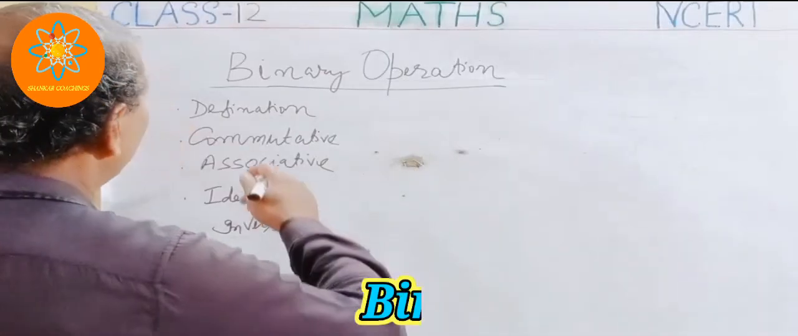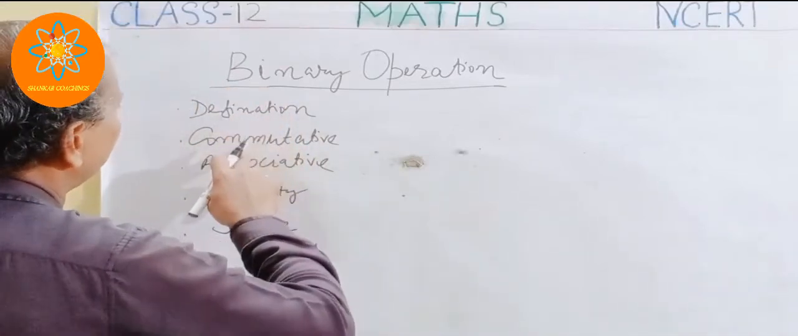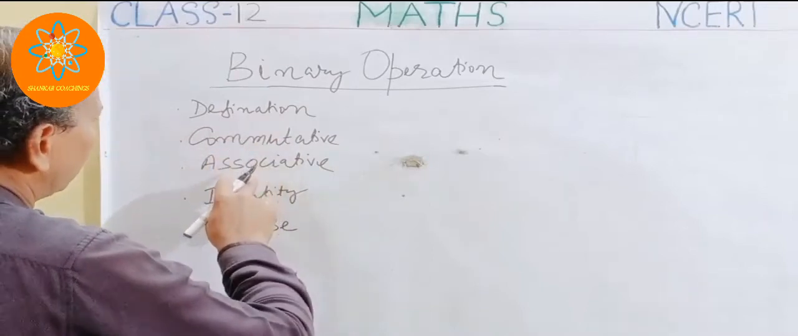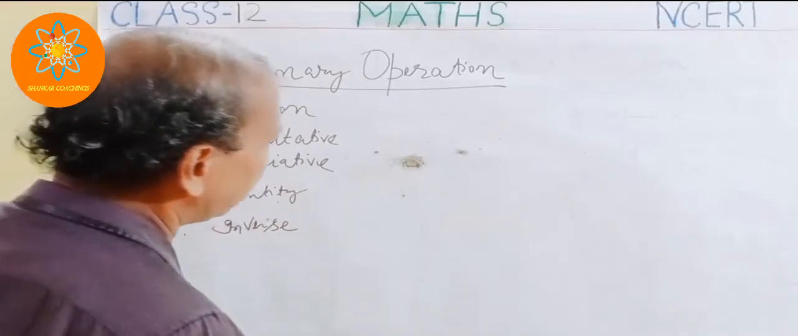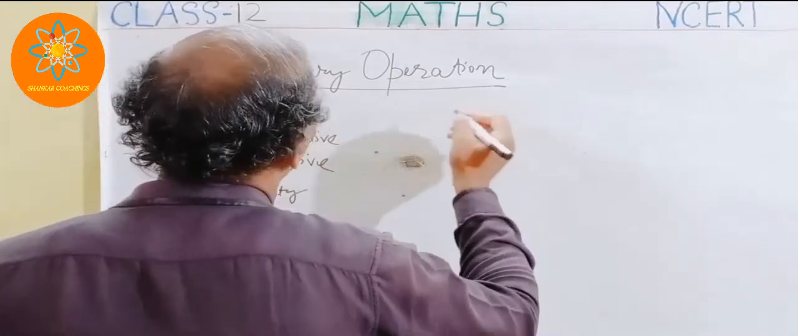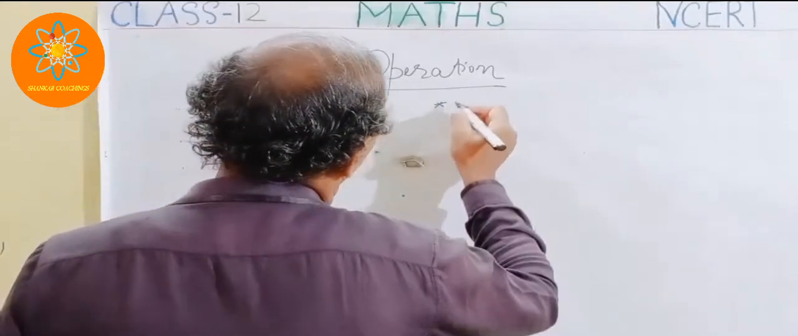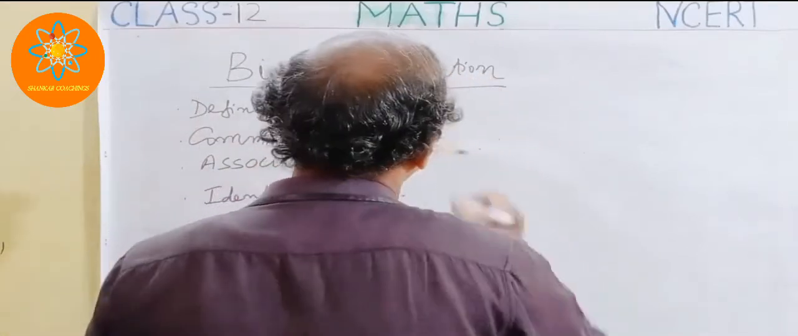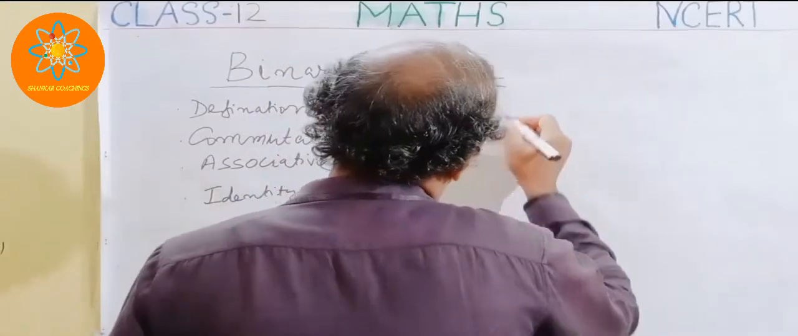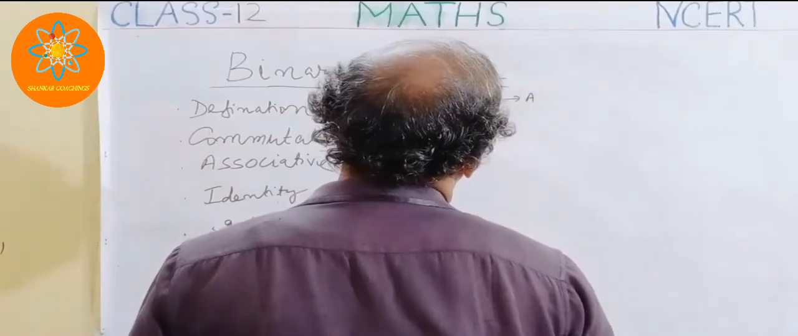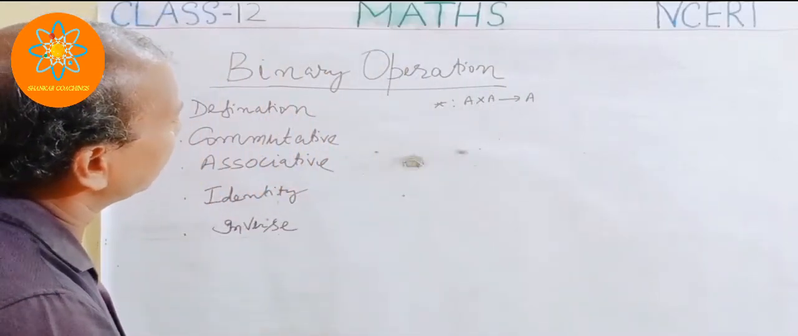Now the last topic is the binary operation. In the binary operation, we'll give the definition, then we'll discuss commutative, associative, identity, and then inverse. So what is the definition? Let's suppose set A is there, and we want the definition of the binary operation. Let's suppose I denote it by this star. So this star is a function from A cross A to the set A. This I denote as the binary operation.